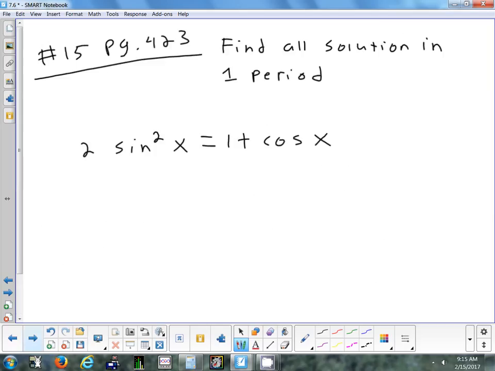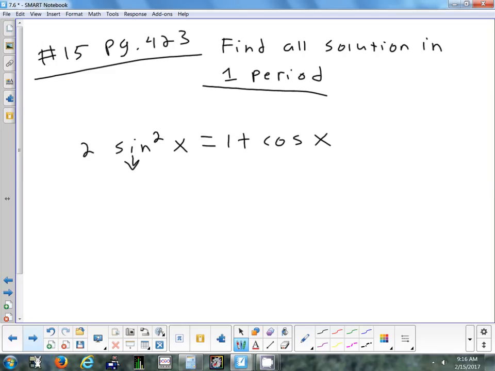All right, so let's try this one. Now this one doesn't even tell me where to look for solutions. All it tells me in general is within one period. So before I even start the problem, I have to figure out where I should even be looking. So it's one more step than the last one.